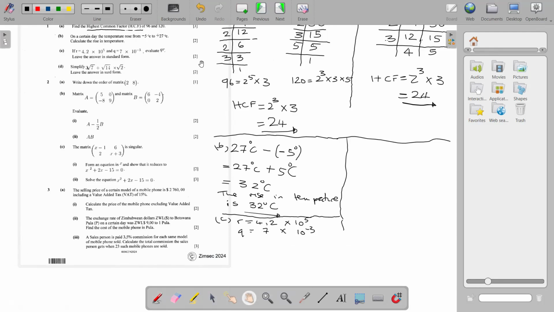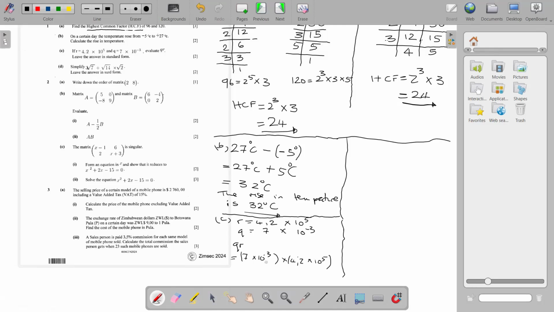So it means the QR is going to be equal to 7 multiplied by 10 to the power a negative 3 multiplied by QR, which is 4.2 multiplied by 10 to the power 5.